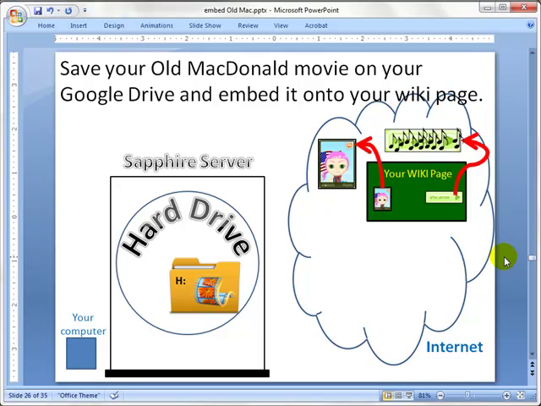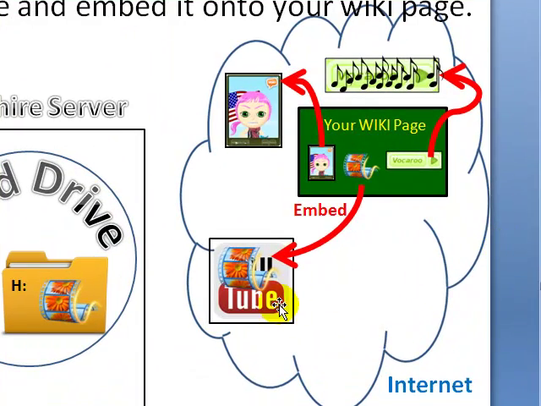We need to find someplace on the internet that will hold our movie for us. And we'll put it in that place, and then we'll just make a pointer that points out to some internet space that will hold movies for us. Do you know any websites that hold movies? Well, I know YouTube. YouTube will hold movies. And so we could do this. We could take our Old MacDonald movie and put it up on YouTube. And then we could go to our wiki space and we can embed it onto our wiki page. So YouTube will hold all of our movies for us.